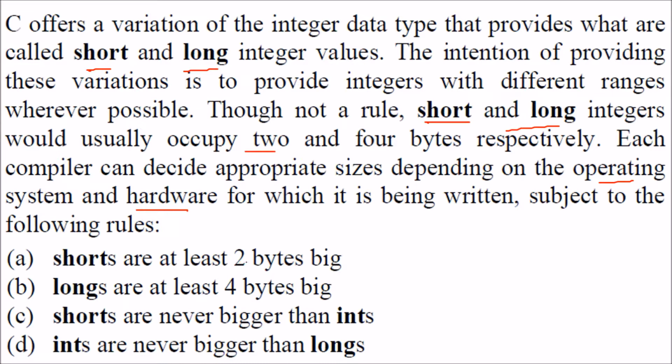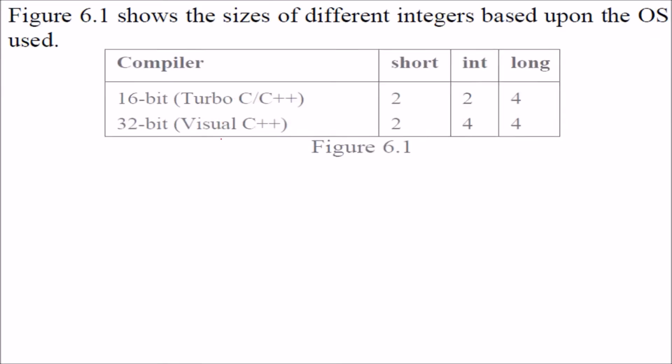So let us give a least limit for that. Shorts are at least 2 bytes big, meaning short cannot be less than 2 bytes. Long are at least 4 bytes big. That means if a long integer is declared, it is going to take at least 4 bytes in memory. Shorts can never be bigger than integers, and integers can never be bigger than long. So we have short, then integer, then long. This is how the size increases. So this is the summarization.